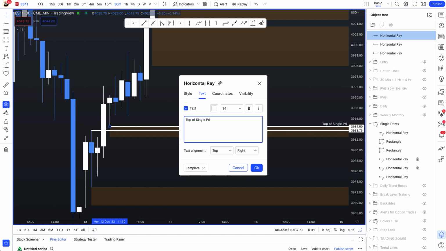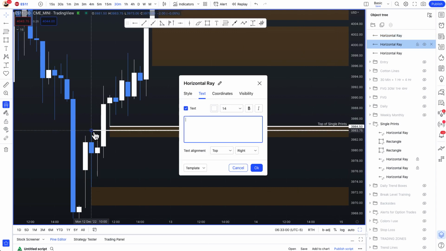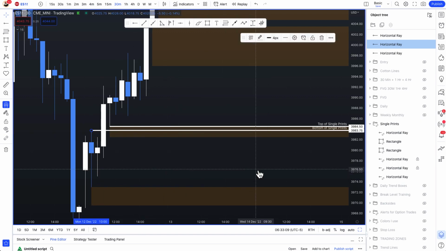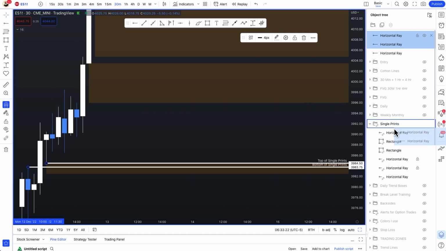What we're looking for is when price comes back, it's going to want to fill the single prints, and then it will most likely bounce. So I like to type the bottom single prints. Okay. I'm not sure what this horizontal line is. So I'm going to take these and put them in my single prints folder.